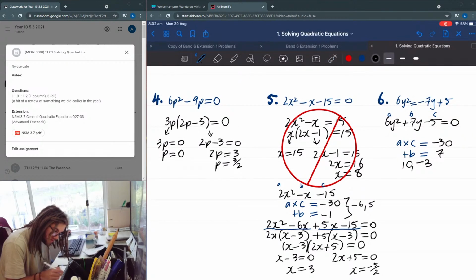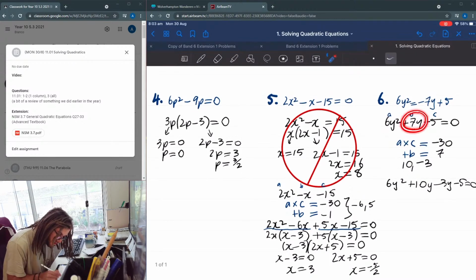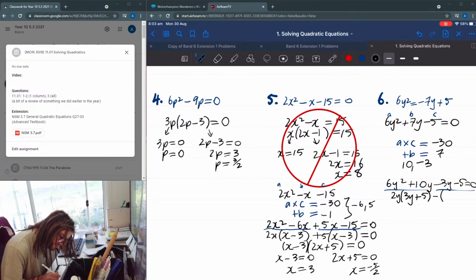So then I break up the b term. So I've got 6y squared plus 10y minus 3y minus 5 equals 0. So all I did was turn this term into these two, which was from here. Then I factorize in pairs. So I've got a common factor of 2y. So 3y plus 5. And then minus 1. Can't factorize that.